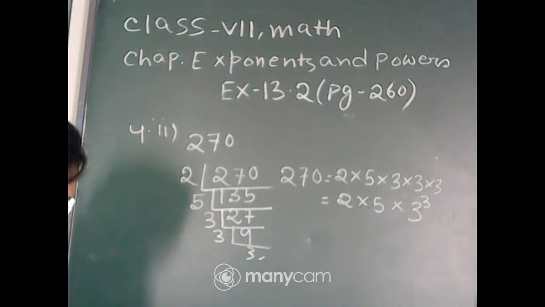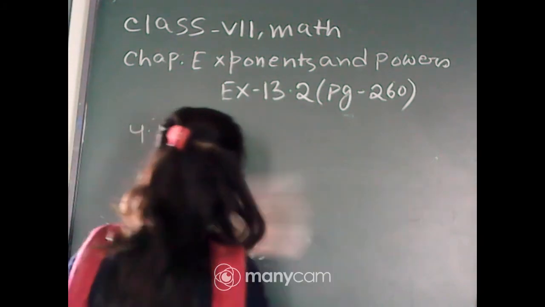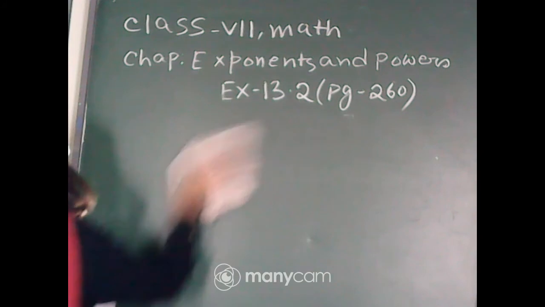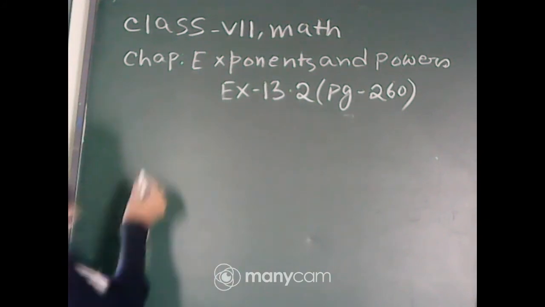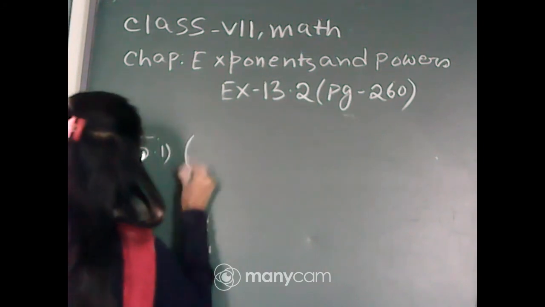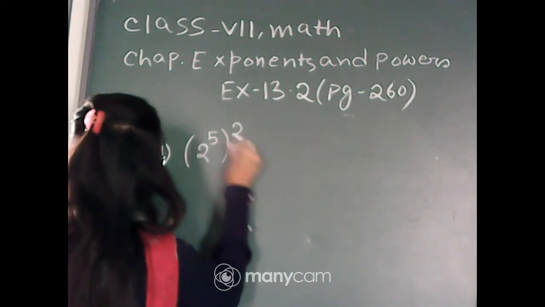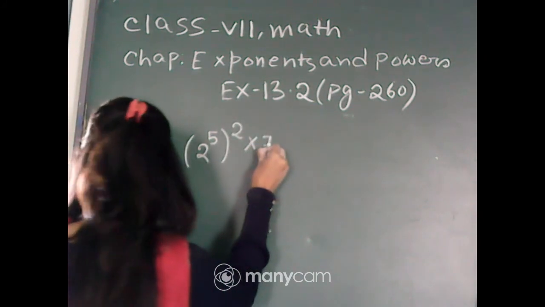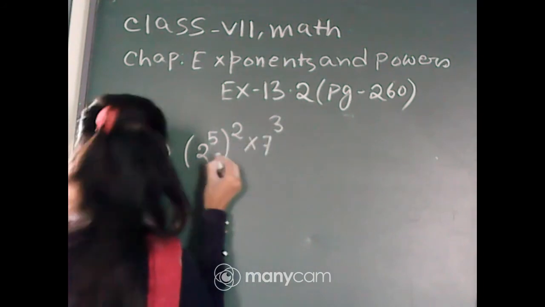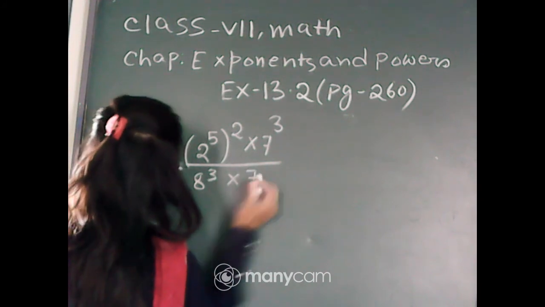Then next, question number 5. Simplify the following. We have to simplify. First, question number 1 of 5. 2 to the power 5 whole square into 7 cube divided by 8 cube into 7.